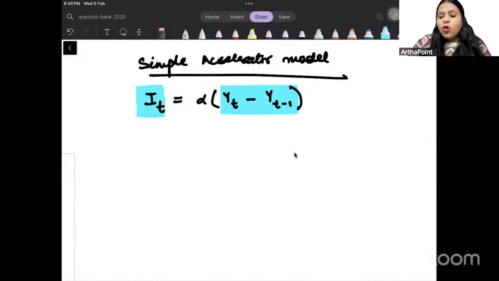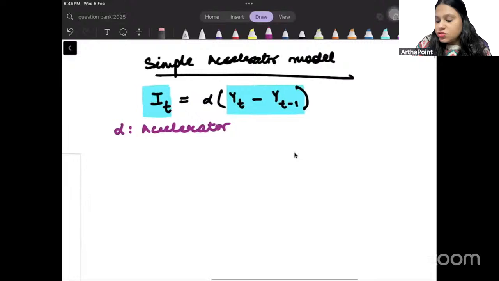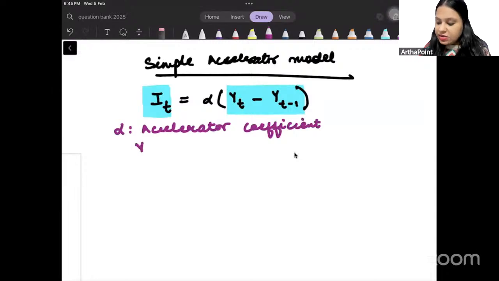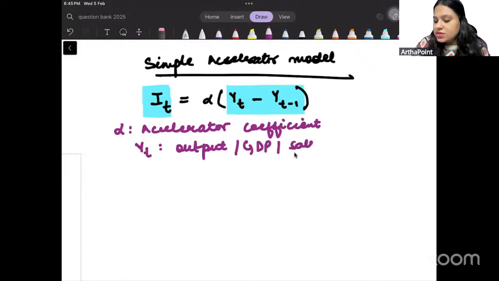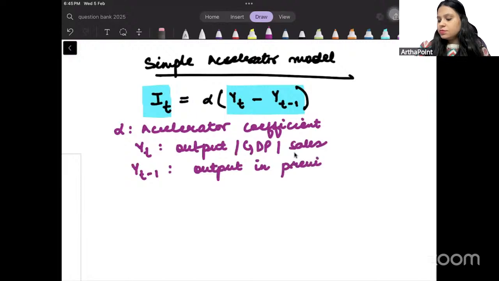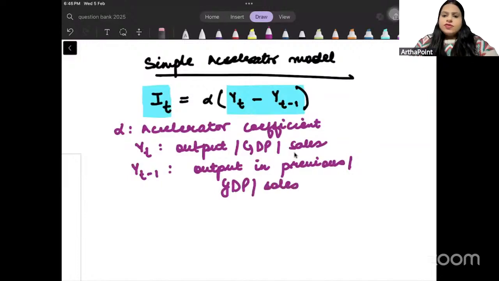ठीक है, हाँ, all lectures are uploaded on the portal, don't worry. ठीक है, now here this alpha that we have is called the accelerator coefficient. ठीक है बेटा, Yt can be your current output, and it can also be called current GDP or current sales. Yt minus 1 similarly can be your output in the previous period, or previous year's GDP or previous year's sales. कुछ भी out of three you can interpret it like anything.